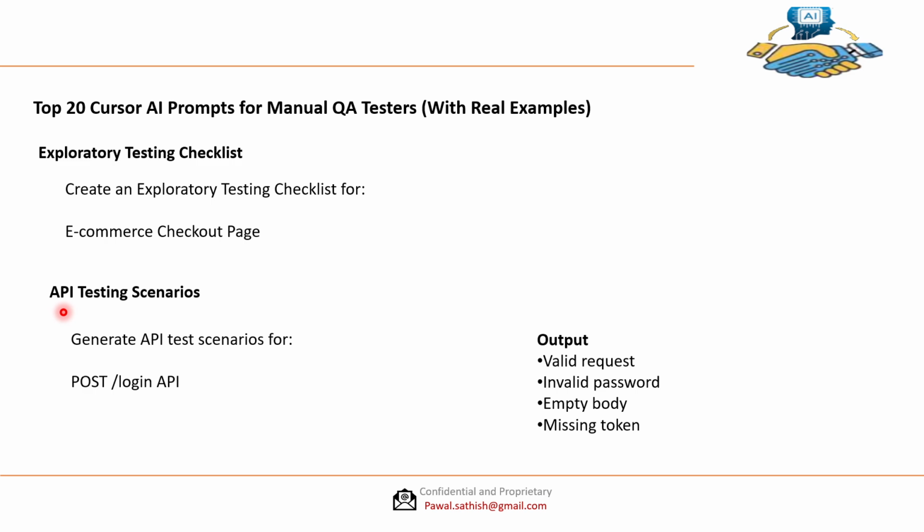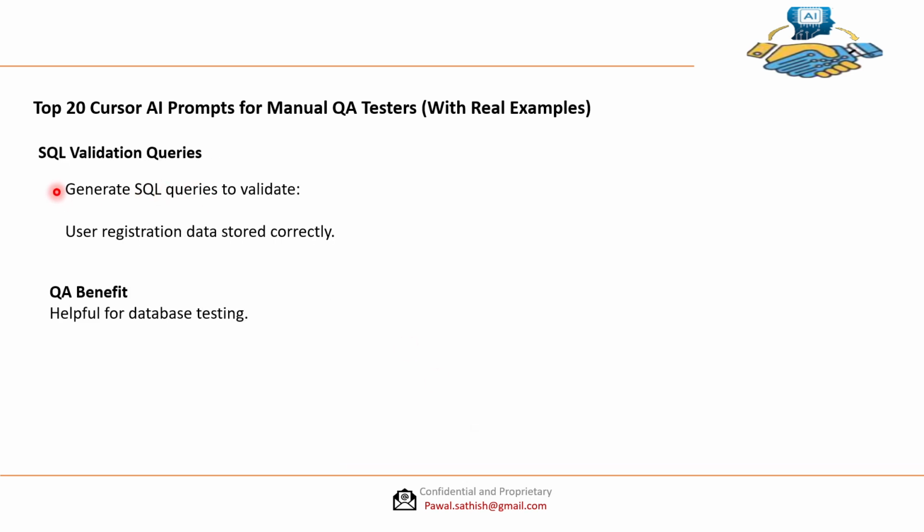Okay. Then we'll also use Cursor AI for API testing scenarios, like: generate API test scenarios for POST /login API. It will give the output like valid request, invalid password, empty body, missing tokens. Okay, so this way we need to use the Cursor AI prompts. We need to give the proper AI prompts. Okay, so here I gave the example, which top 20 usually we are using as manual QA testers.